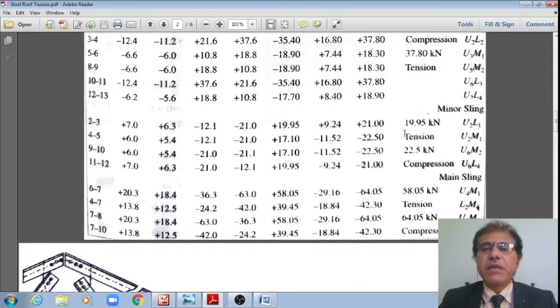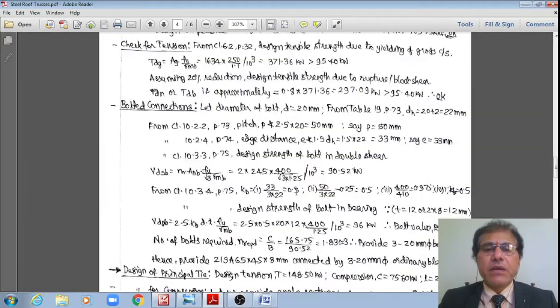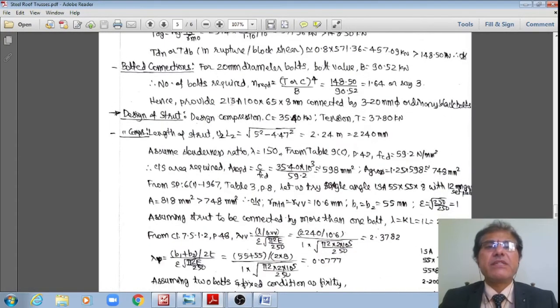Similarly, we have analyzed the minor sling as well as the main slings also. We got the design forces in the minor sling as 19.95 tension and 22.5 as compression. Even for the main sling, I got 58.05 kilonewton as tension and 64.05 as compression. Once we examine these design forces, let me move to the designs.